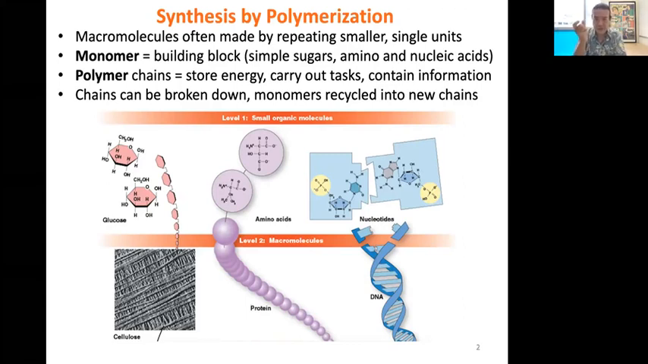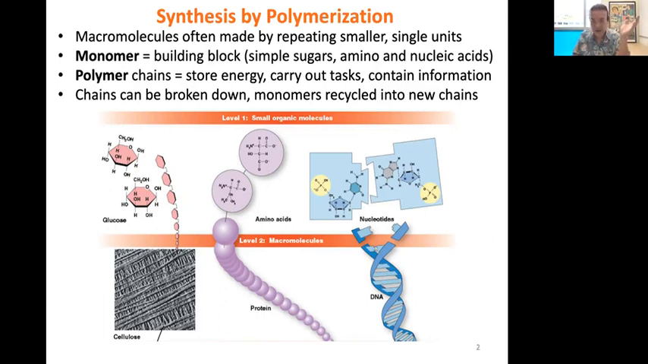So polymers are made up of individual units called monomers. These are the individual building blocks, like a simple sugar, for example, here on the image, like glucose, or an individual unit might be an amino acid or a nucleotide. Each one of these looks different from each other, right? They have certain features that make one a sugar molecule versus an amino acid versus a nucleotide. And we will study what those distinguishing features are.